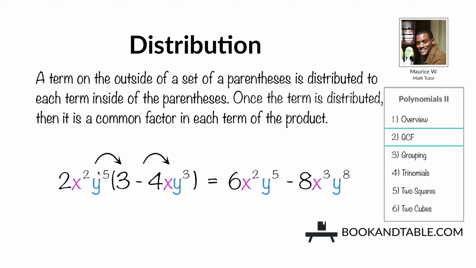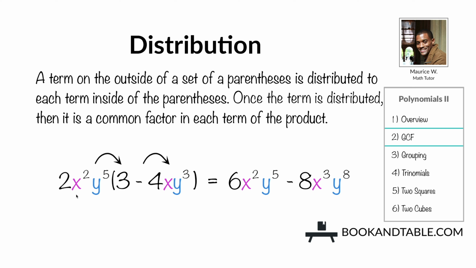2x squared y to the fifth times negative 4xy to the third would give us 2 times negative 4, which is negative 8. And when we are multiplying the variables, we add the exponents. X squared times x would give us x cubed. 2 plus 1 equals 3. And y to the fifth times y to the third gives us y to the 5 plus 3, which is y to the eighth.